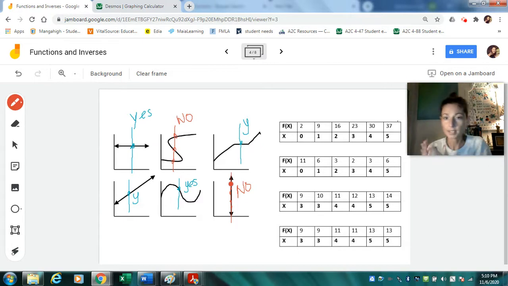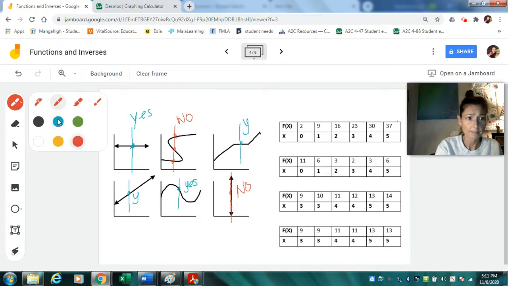All right, so now in tables, a good clue to look for is look in the x's and see if there's any repeats of x's. If there's no repeats of x's, you're probably fine. So here, there's no repeats of x values. Those are all different ones. And they all have different y values that they go with, or f of x values. So that would be, yes, that's good.